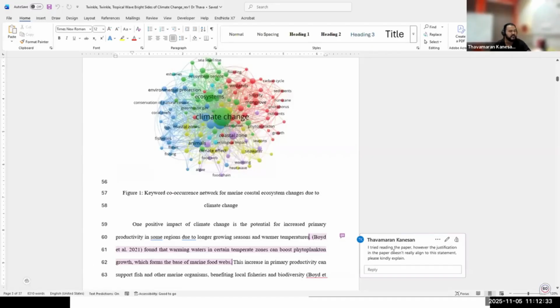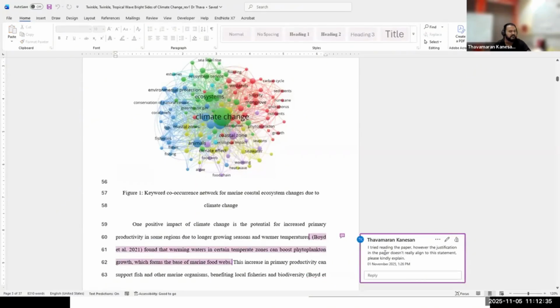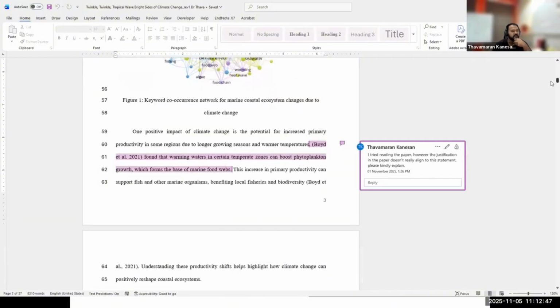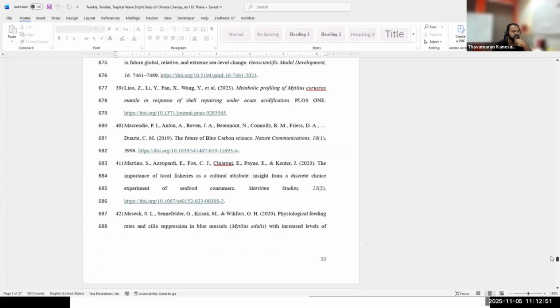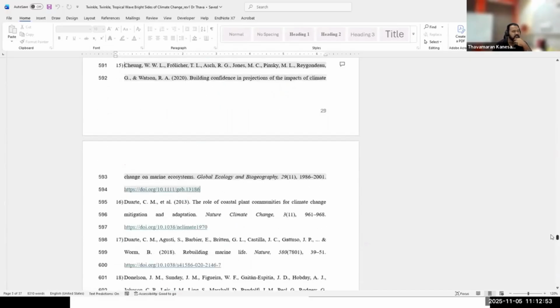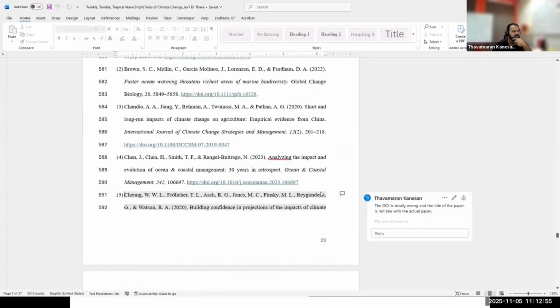So I wrote here, I tried reading the paper. However, the justification of the paper doesn't really align with this statement. Please kindly explain. It doesn't. From the moment I read this, I already knew this was all AI generated, because it's simply not there. Then the next statement, of Chung, and then I stopped reading the paper already after that.